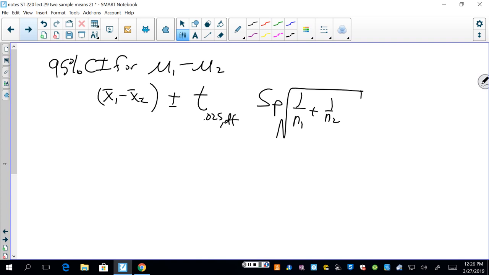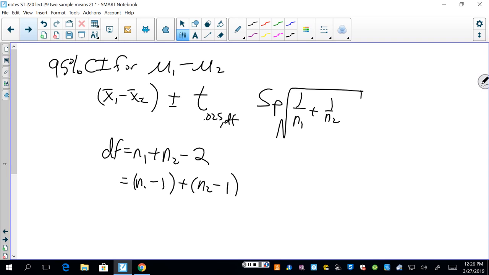The degrees of freedom we get to use turns out to be, in this pooled case, n1 plus n2 minus 2. Like n1 minus 1, so 1 less because we're estimating the first mean, and then n2 minus 1 for the second group. If they're the same, it works out that that is the degrees of freedom, so we get to add them together. So if either sample's large, we get a pretty large degrees of freedom.